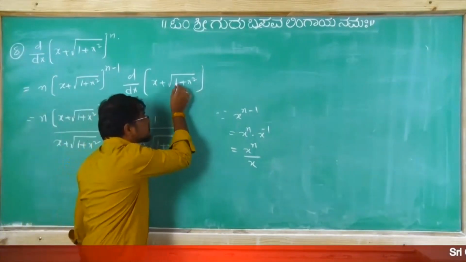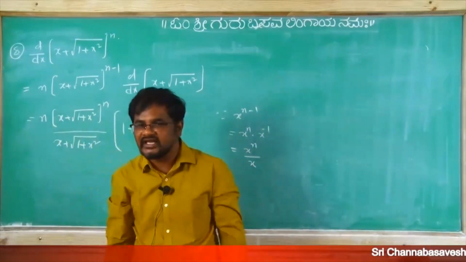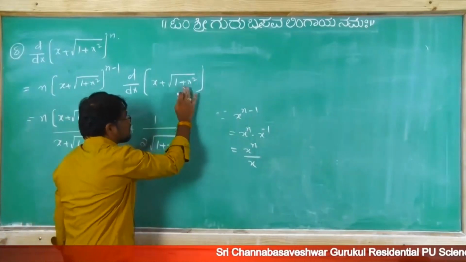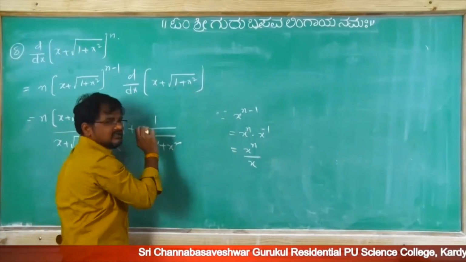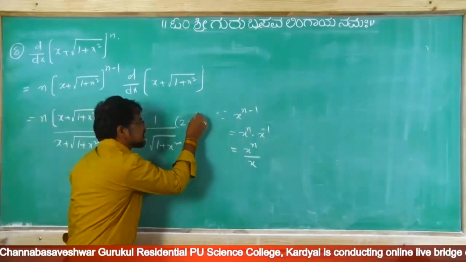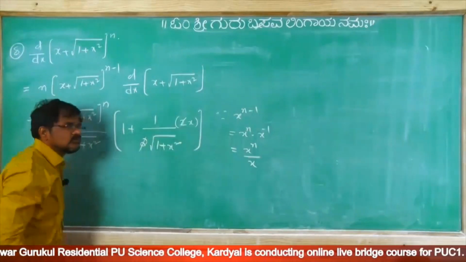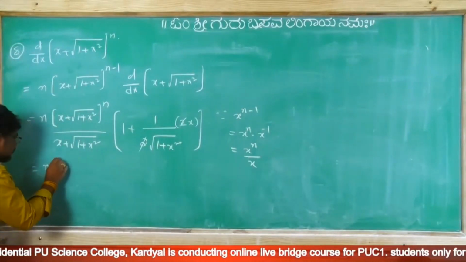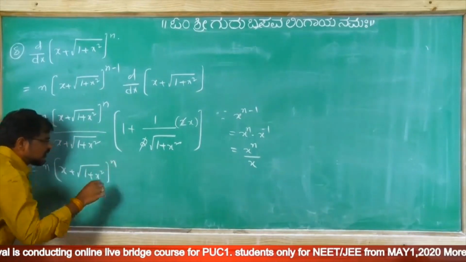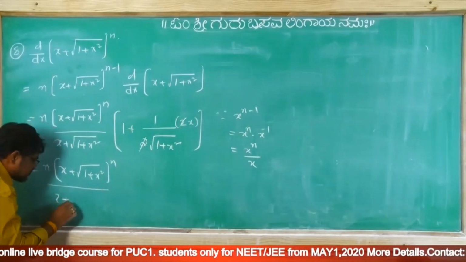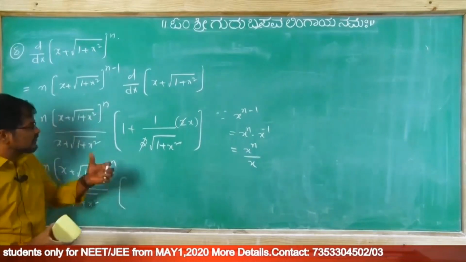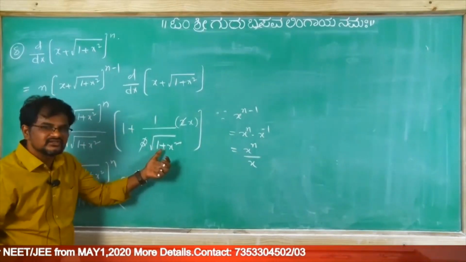Again we have to do the differentiation for the under root value also, or not? I am not writing d by dx again and again like that. Now the differentiation of the under root value: here 0, and the differentiation of x square is 2x. Now that 2 gets cancelled. n into x plus root of 1 plus x square whole power n, divided by x plus root of 1 plus x square, into what is remaining here? 1 remaining. 1 by root of x square plus, into x.